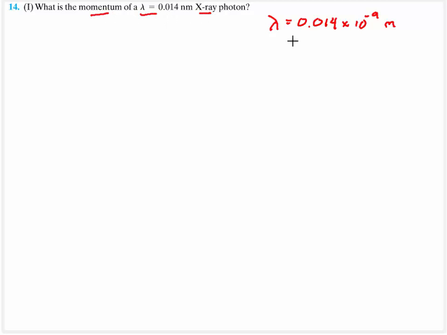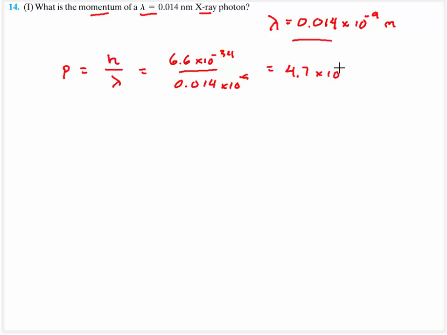In problem number 14, we're looking for the momentum of an X-ray. We know the wavelength, so I've gone ahead and converted that into SI. So momentum is going to be related to the wavelength simply by Planck's constant. And so 6.6 times 10 to the negative 34th, once again, divided by the wavelength, 0.014 times 10 to the negative 9th. It's going to work out to a momentum of 4.7 times 10 to the negative 23rd kilogram meter per second, and again, going to be quite small.